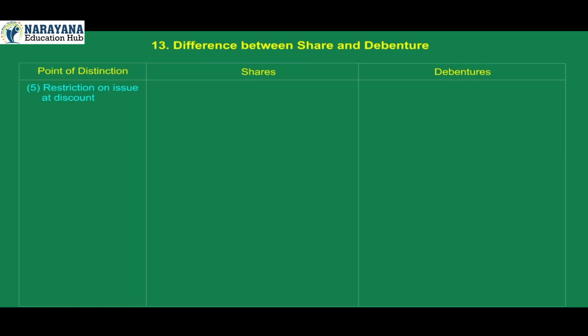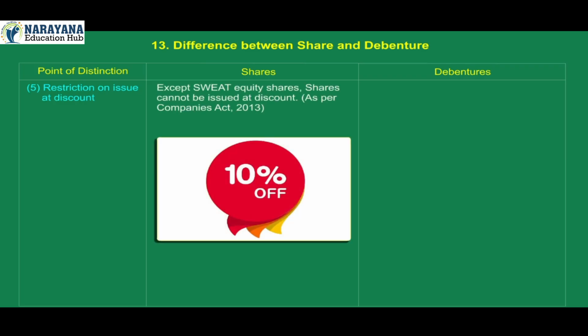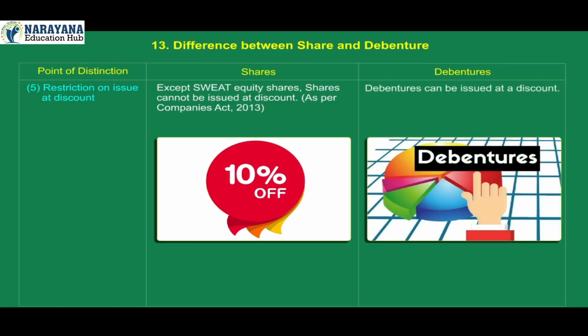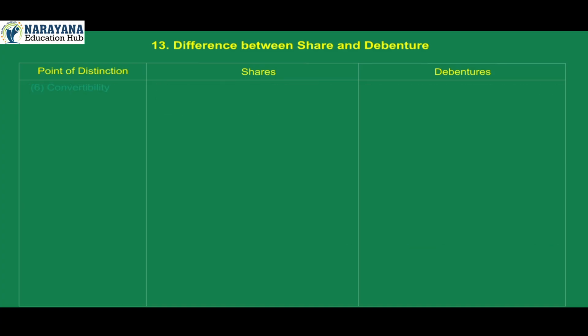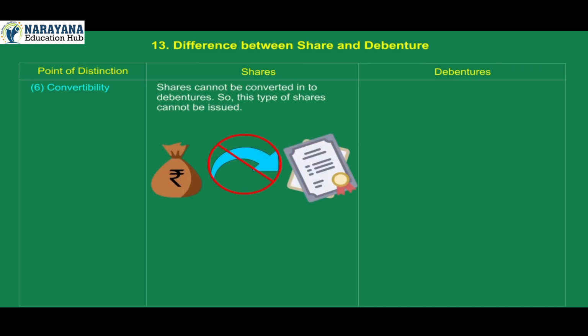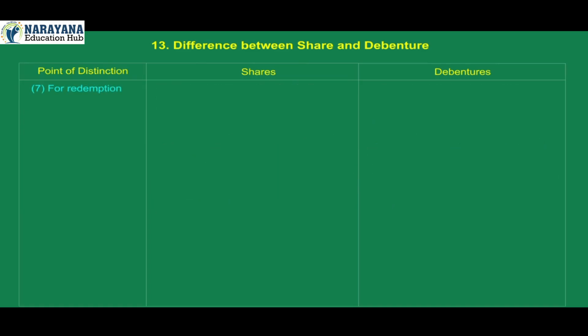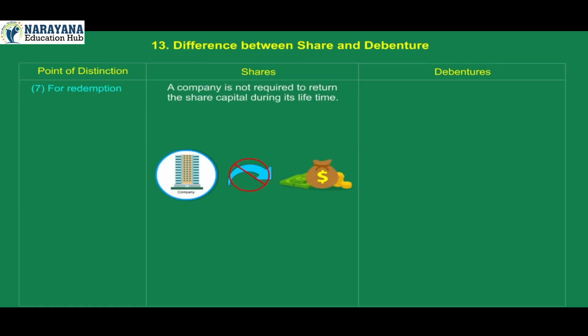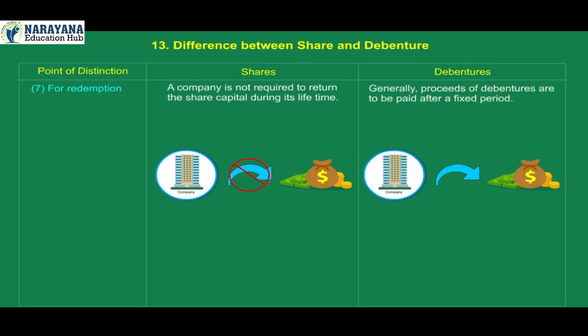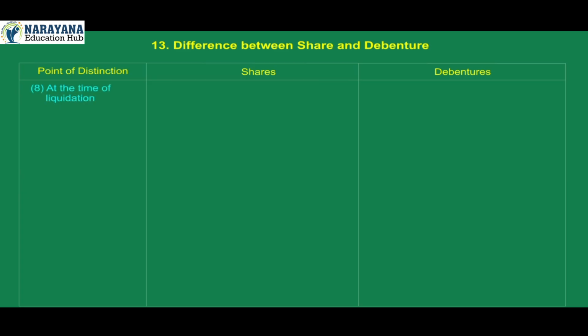5. Restriction on issue at discount. Except sweet equity shares, shares cannot be issued at discount as per the Companies Act 2013. Debentures can be issued at a discount. 6. Convertibility. Shares cannot be converted into debentures, so this type of shares cannot be issued. Debentures can be converted into shares, so this type of debentures can be issued. 7. Redemption. A company is not required to return the share capital during its lifetime. Generally, proceeds of debentures are to be paid after a fixed period.